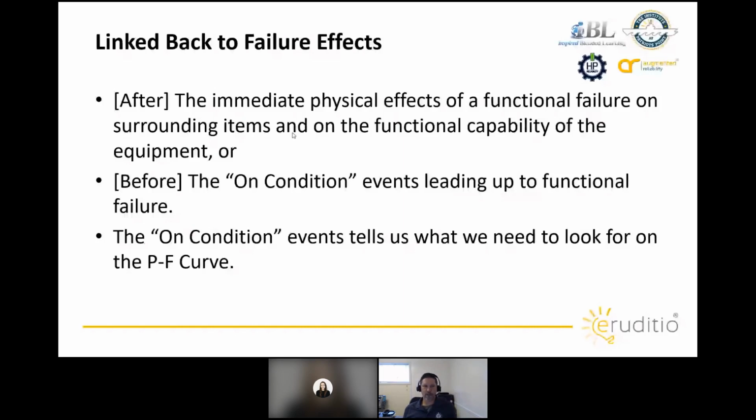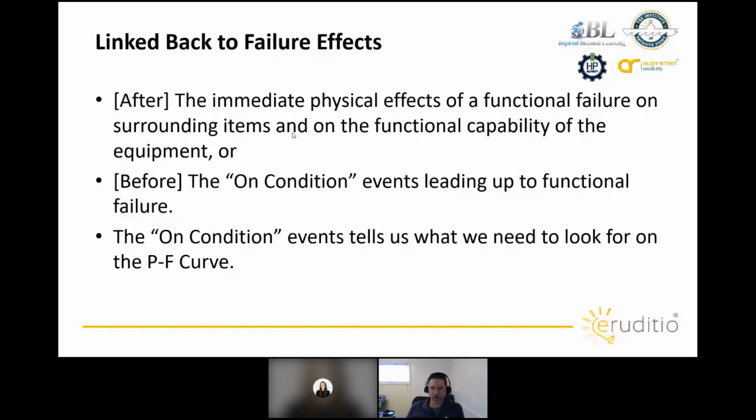So what does that tell us? It tells us what we need to look for for that unique failure mode. So if we have a bearing that's misaligned, what are we going to see with that misalignment? Well, we might pick up some vibration, or if we're doing a potentially more intrusive inspection and we're putting a laser alignment on it, we'll detect it that way. But that's going to give us a little further down the curve. Right? So the on condition stuff tells us what we need to look for.